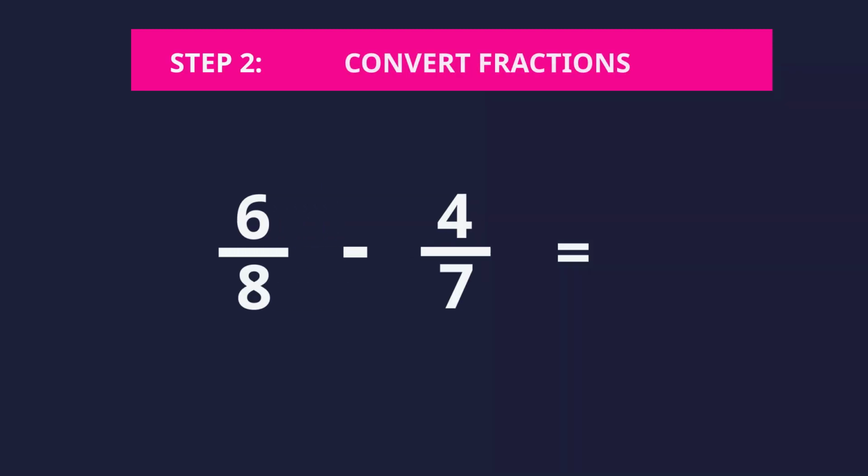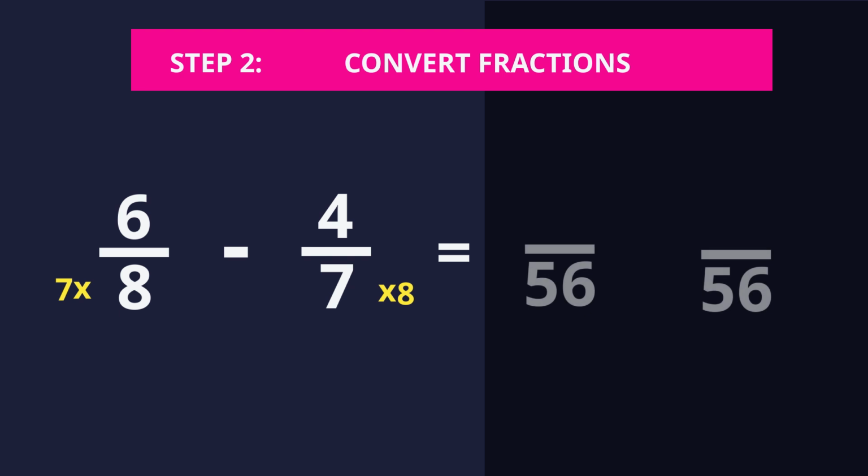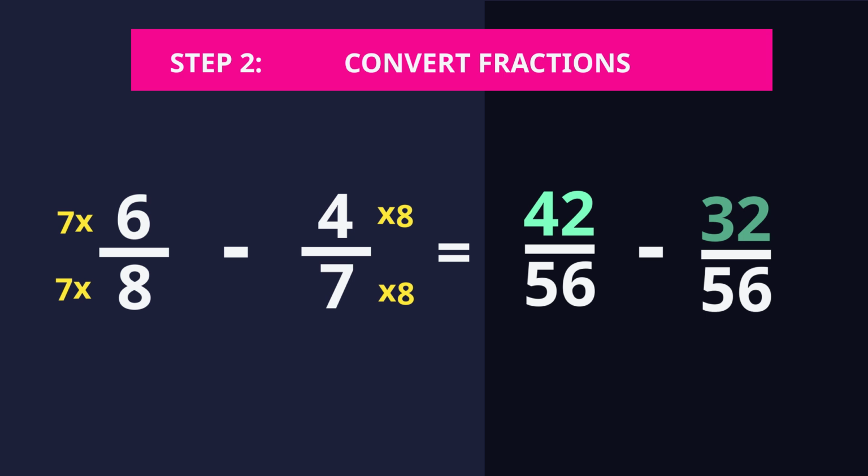Step 2. Convert fractions. What you do to the bottom, you must do to the top. If you multiply the denominator by 7, your numerator will be multiplied by 7 as well. The same for the denominator and numerator multiplied by 8. In this case, 6/8 converts to 42/56 and 4/7 converts to 32/56.